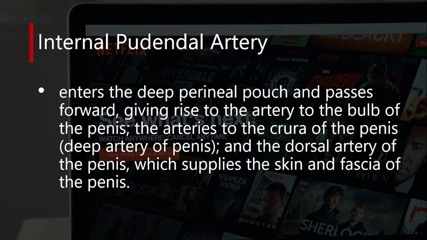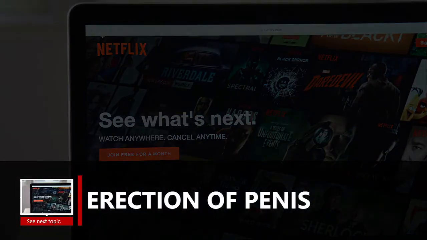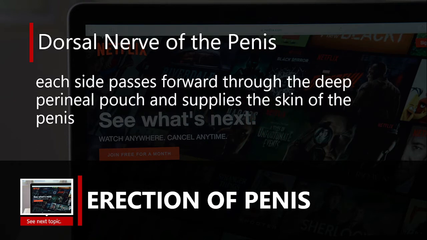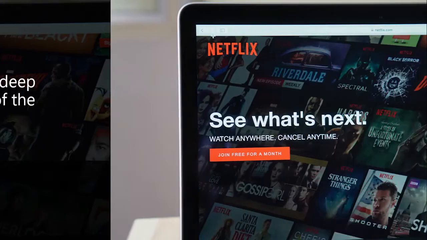Internal pudendal artery. This enters the deep perineal pouch and passes forward, giving rise to the artery to the bulb of the penis, the arteries to the corpora cavernosa of the penis or deep artery of the penis, and the dorsal artery of the penis, which supplies the skin and fascia of the penis. The dorsal nerve of the penis on each side passes forward through the deep perineal pouch and supplies the skin of the penis.